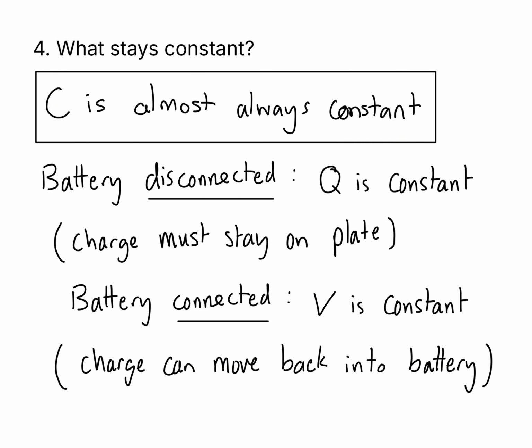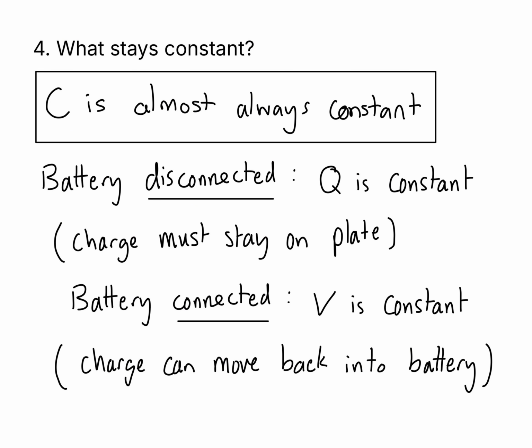Here's the single most useful exam tip in this topic, and it turns hard questions into easy ones. Capacitance C is normally fixed by the physical capacitor, so when a question changes something, ask yourself, what else is being held constant? If the battery is disconnected, the charge is trapped on the plates. It has nowhere to go, so Q stays constant and it's the voltage that changes.